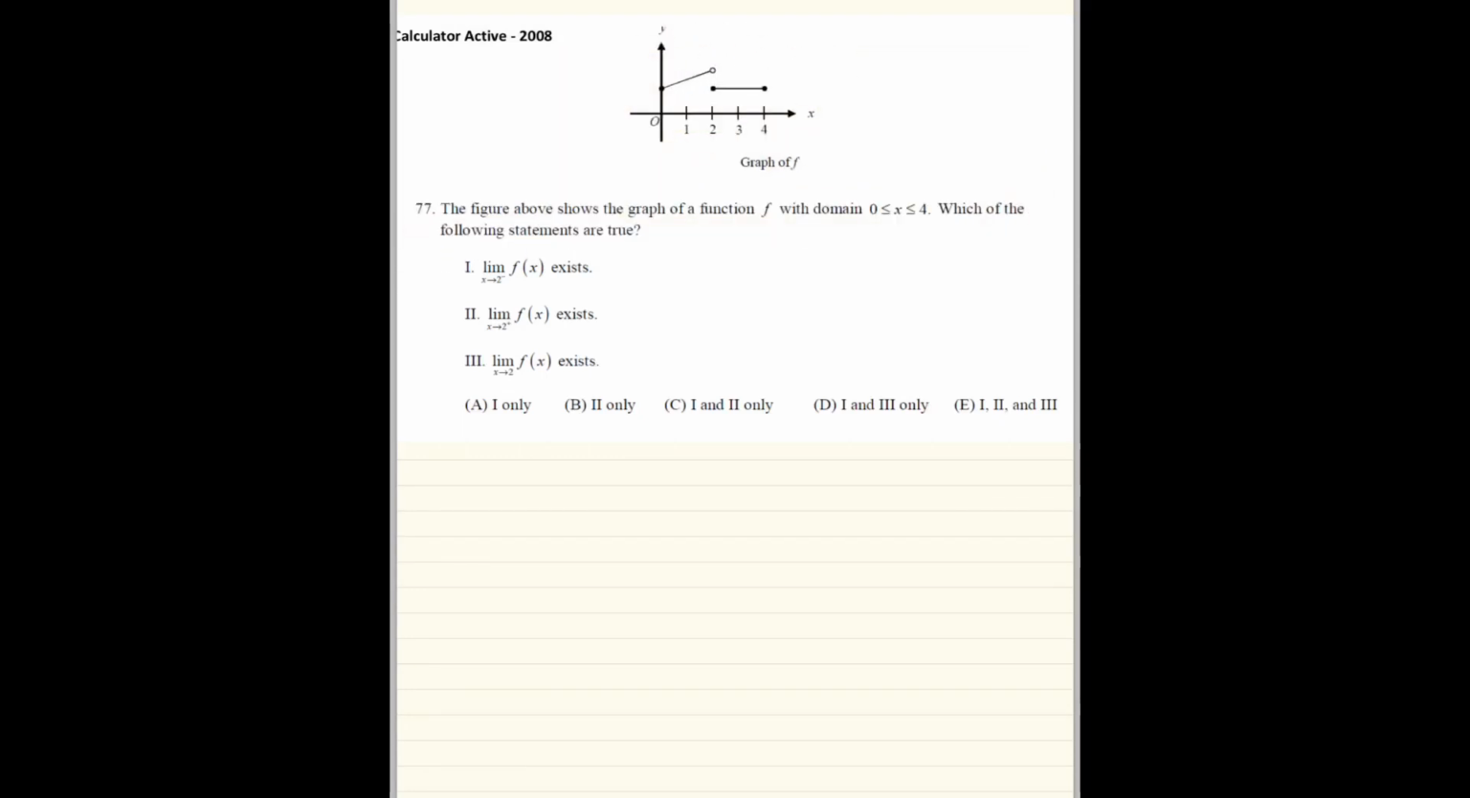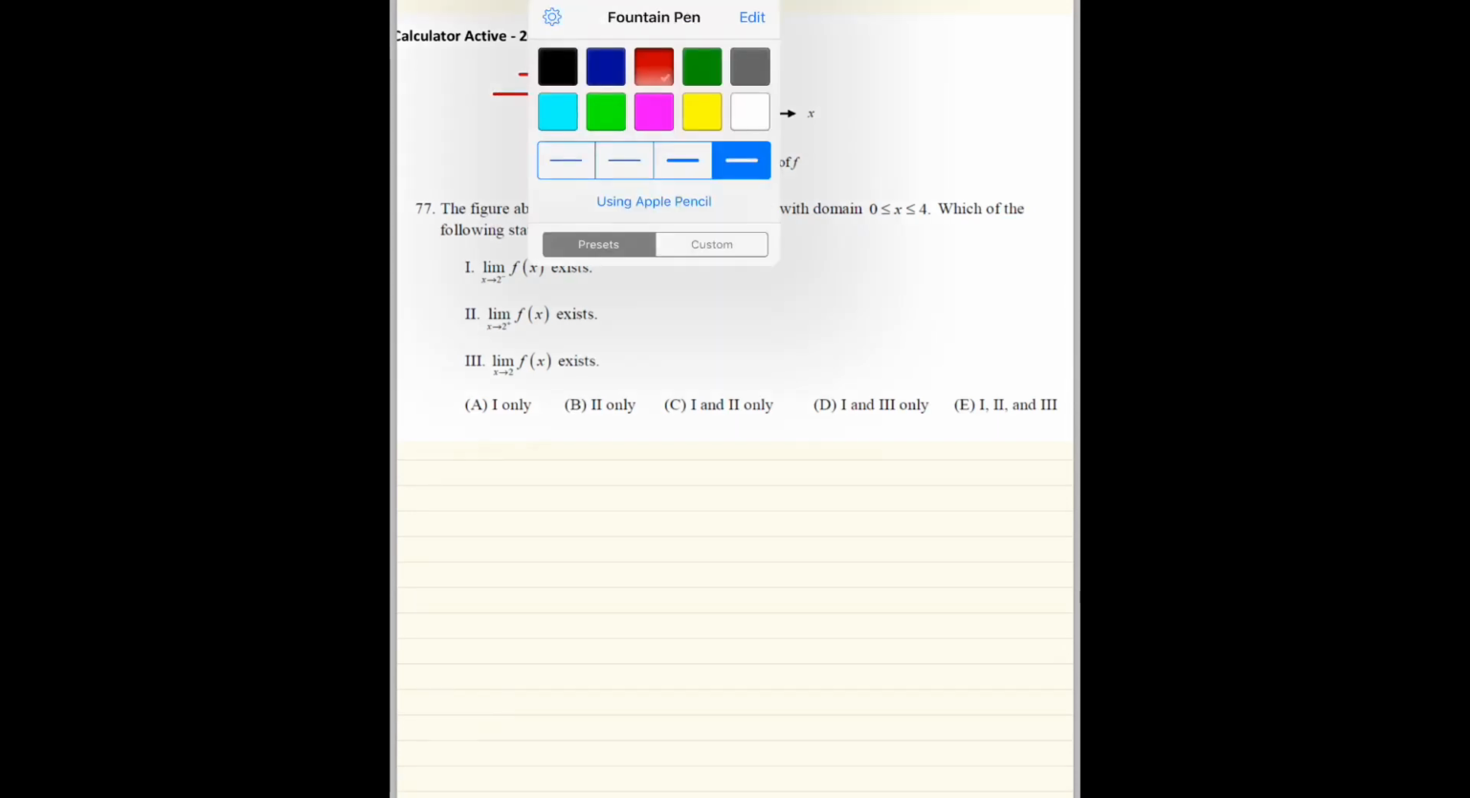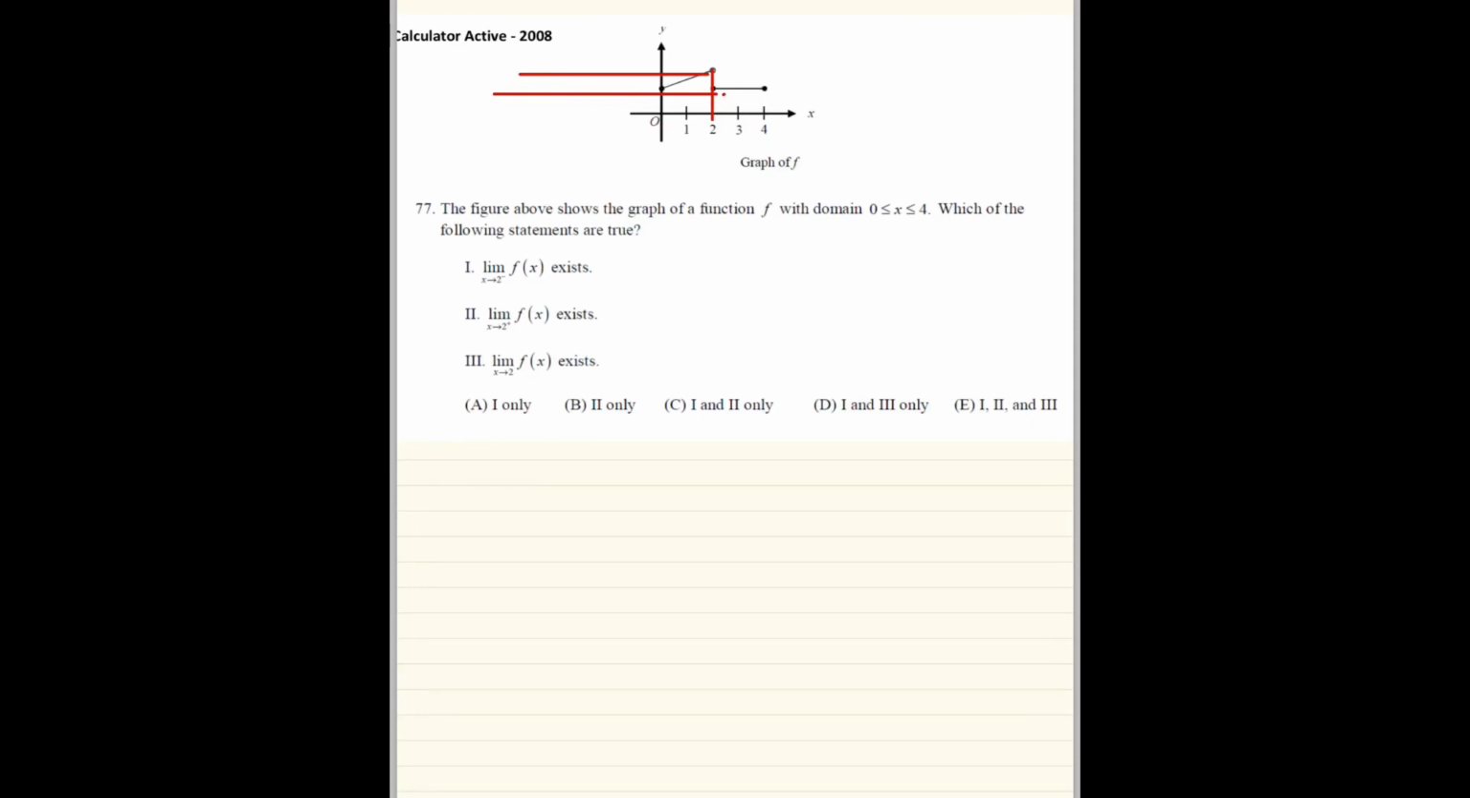Okay, so a couple of things. Here's 2, right? I'm going to exaggerate from here, and exaggerate from here. So with that being said, I'm going to call this one 4, and this one 2. So the limit as x approaches 2 from the left goes to this number 4. The limit as x approaches 2 from the right goes to this number 2. So these two work, but number 3 doesn't work because they're going off to two different numbers.